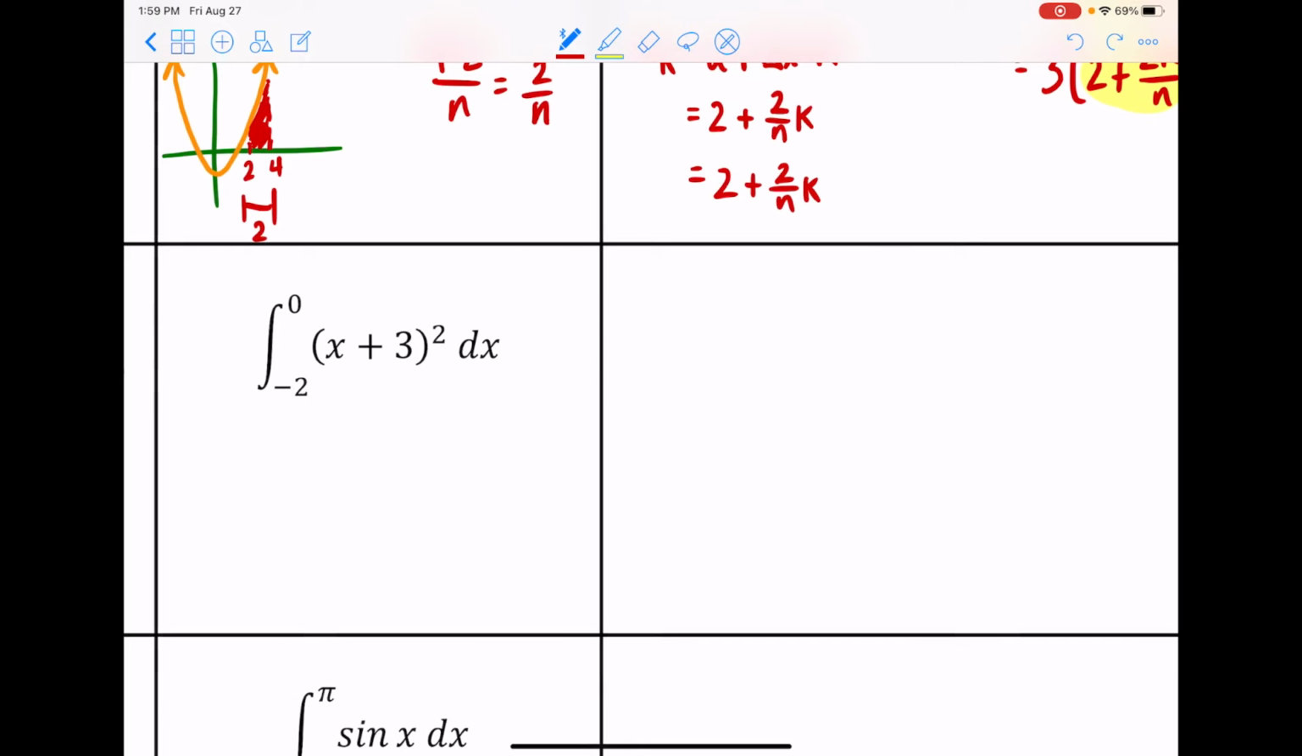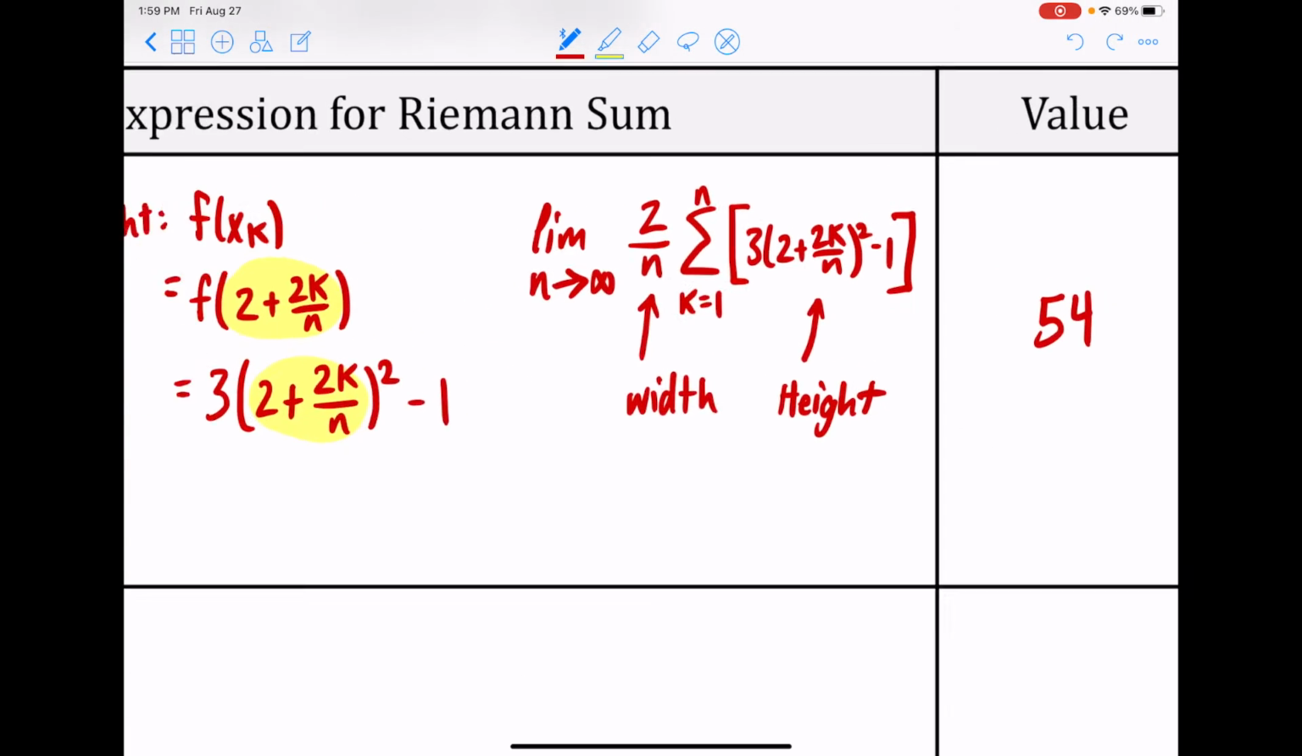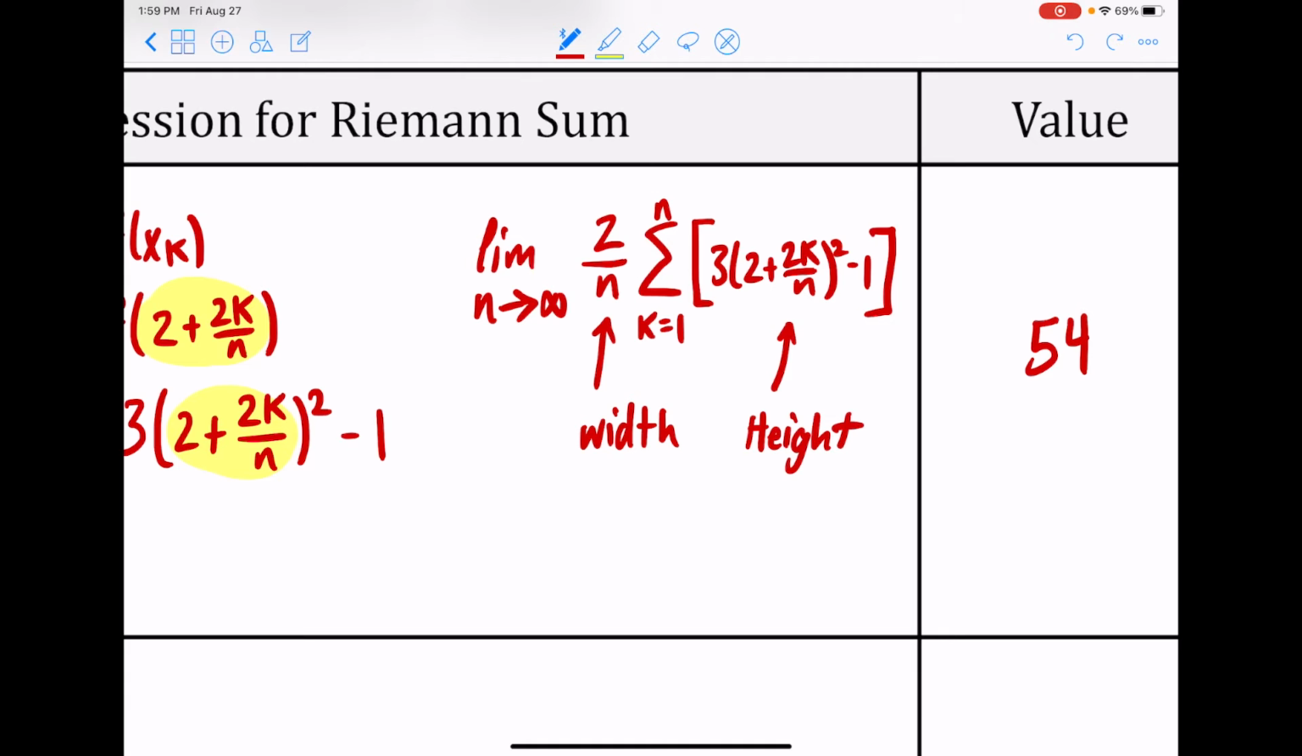In general, for the Riemann sum, we've got this one over here for part A, and there are some things I want to point out. We've got the limit as n approaches infinity. That allows the Riemann sum approximation to become an exact value of the area under the curve. We've got the width of each rectangle multiplied by the height of each rectangle.